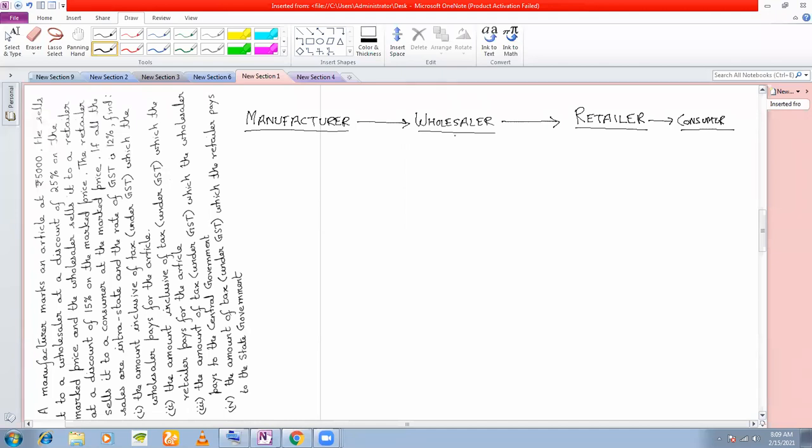Before you answer the questions, we are concerned here with the selling price of each of them. So we are going to read the problem again in order to find out their selling price. A manufacturer marks an article at rupees 5,000. So here the mark price is 5,000. He sells it at a discount of 25%. So if he's selling, he's giving a discount on the mark price. So how much is the discount? Discount is 25% of mark price.